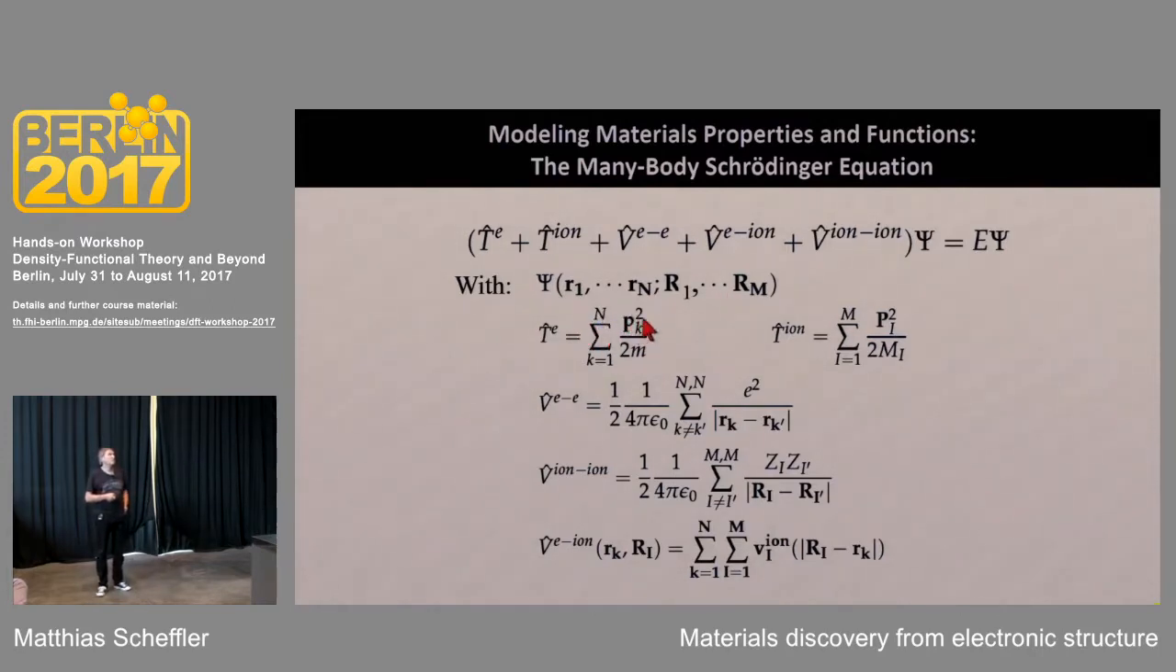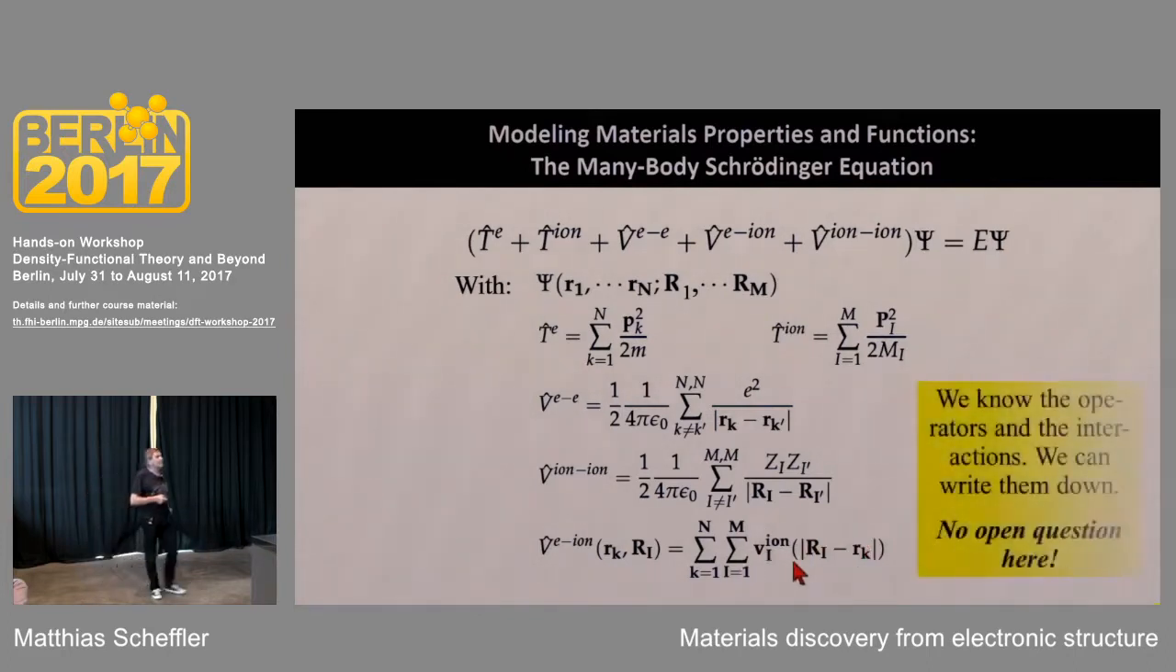It's just really the momentum operator divided by 2m, electron mass, or momentum operator by 2m, nuclear mass. Electron-electron interaction is mainly the Coulomb interaction between electrons. Ion-ion is also Coulomb interaction, and the electron-ion is also Coulomb interaction of an electron in the electrostatic field of an ion. So the operator is 100% known. There is no open question. We know the Schrödinger equation exactly. So what is the problem?